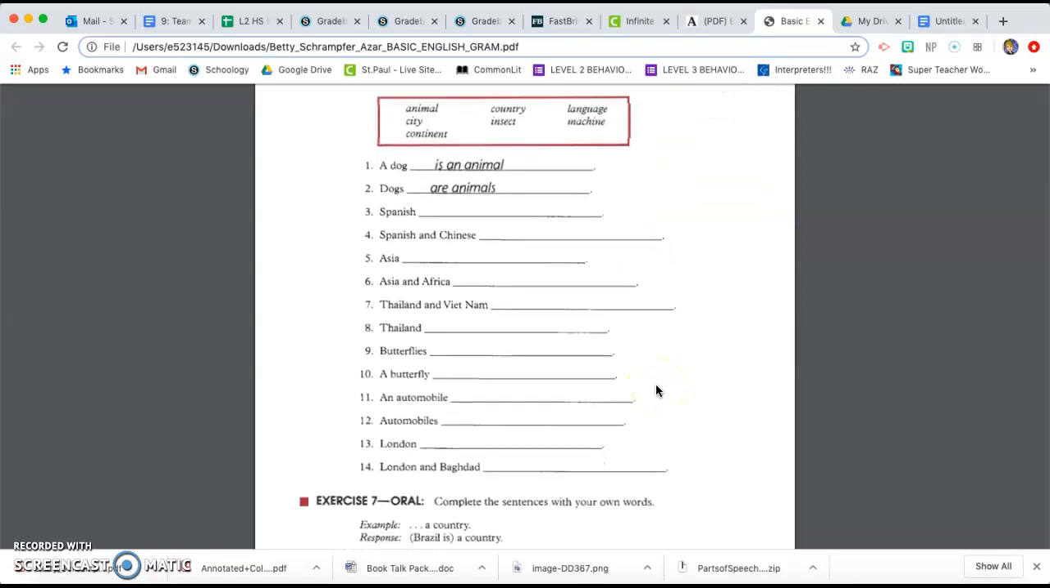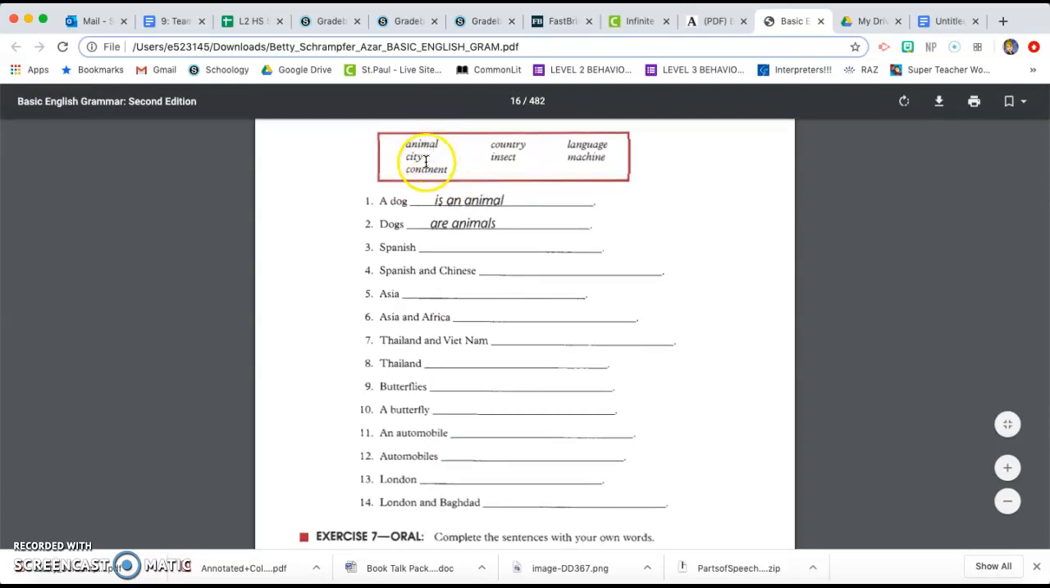I'd like to help you out with one more, and that is number 11 and 12. An automobile. Automobile is a car. We know that automobile is not an animal, a city, a continent. It is a machine. So on the line, we will write an automobile is a machine, singular. But for 12, the plural, it will say automobiles are machines. Put the S on the end.